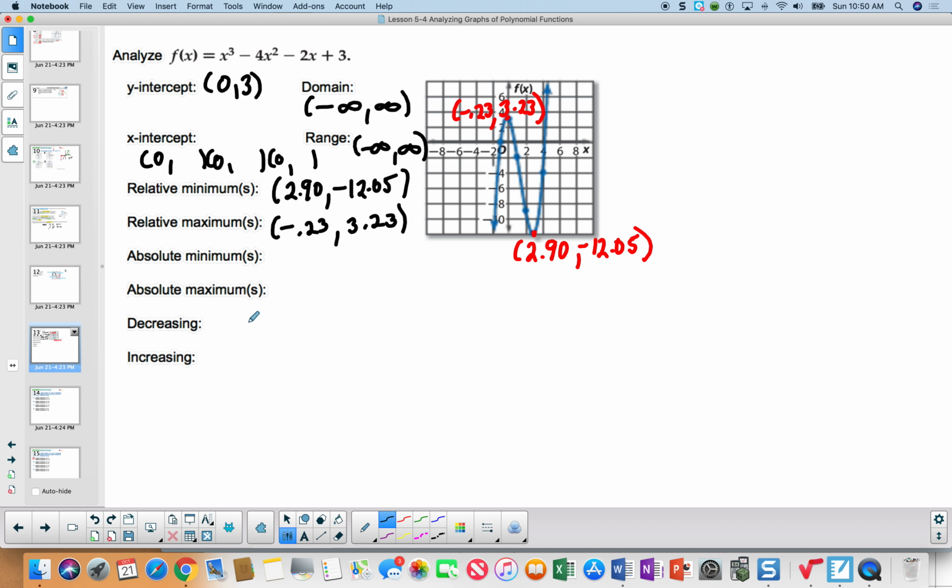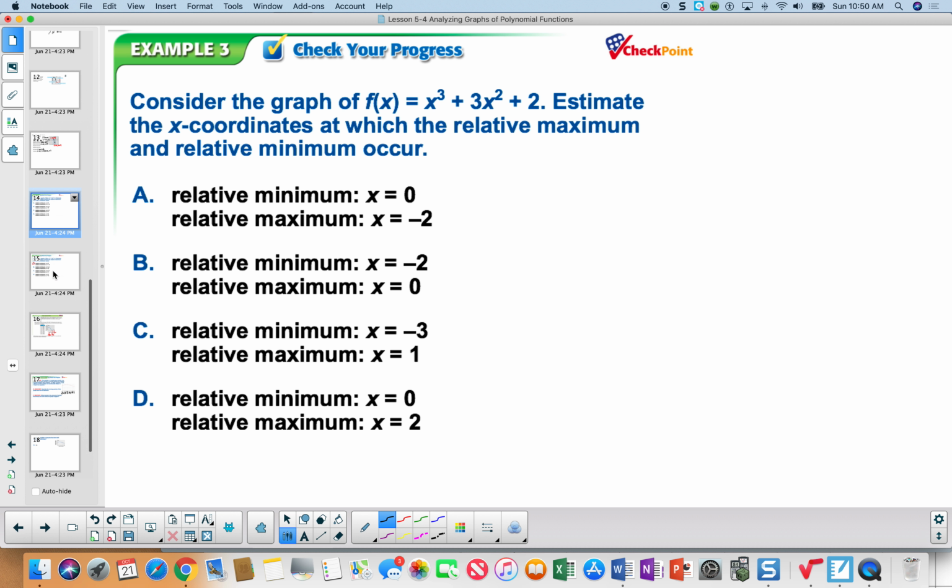When is it decreasing? And remember, decreasing is the idea of the skier's tips pointing down. So we're going down the mountain. That will be from, remember, we're going to cite the x values, negative 0.23 to 2.90. These are the x values where the y values are getting smaller. The increasing will be negative infinity to negative 0.23, and then the skier's tips will be going up from 2.90 to infinity. Your turn. Pause and see if you can do the problem.